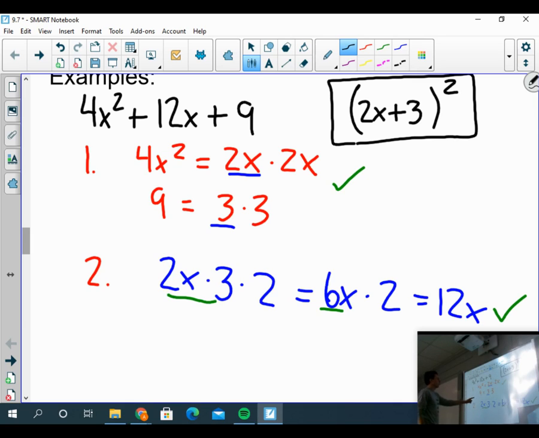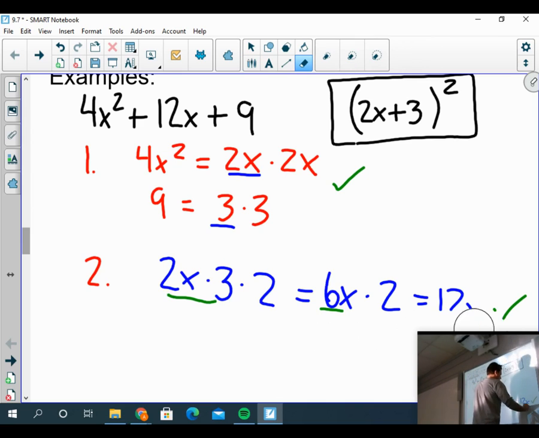A factor of one of the factors of my first term plus one of the factors of my second term. Okay? And there, boom, I have my answer. Again, if you would factor this out the traditional way, you would get 2x plus 3 times 2x plus 3, also known as 2x plus 3 squared.